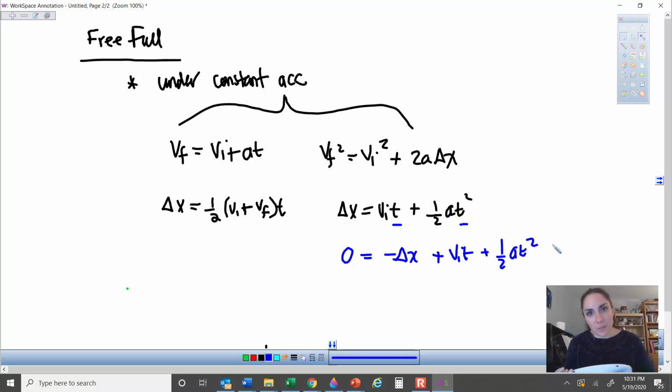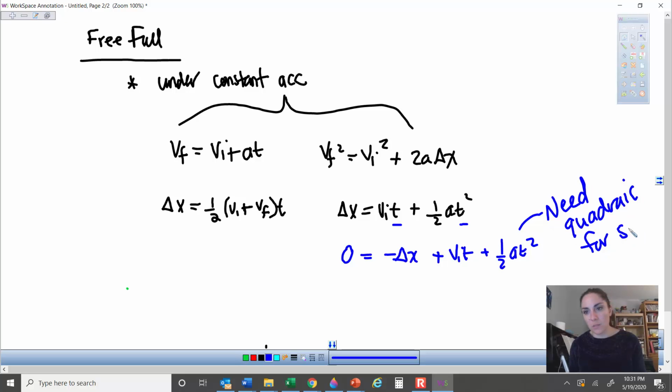Because of that, I don't like this equation, because I don't want to solve a quadratic. I guess I'm being lazy. I'll leave it there just in case you need it for reference. And this is for solving t only. You don't have to use the quadratic for anything else. It's just t, because you have t squared and t, two parts where t is located.